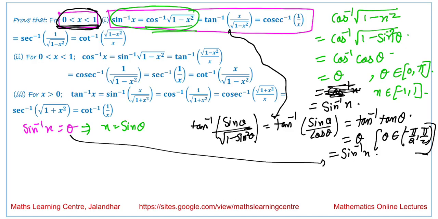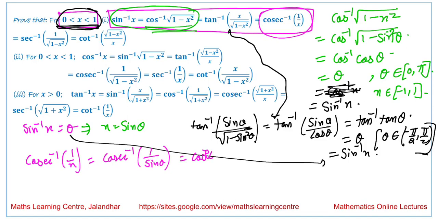So we have obtained that this is equal to theta, meaning this is equal to sine inverse of x. Next, the next term is cosecant inverse of 1 by x. This is equal to cosecant inverse of 1 by sine theta, that is equal to cosecant inverse of cosecant theta, or you can write this as sine inverse of sine theta. In both these cases, this answer will be equal to theta if theta belongs to the interval.